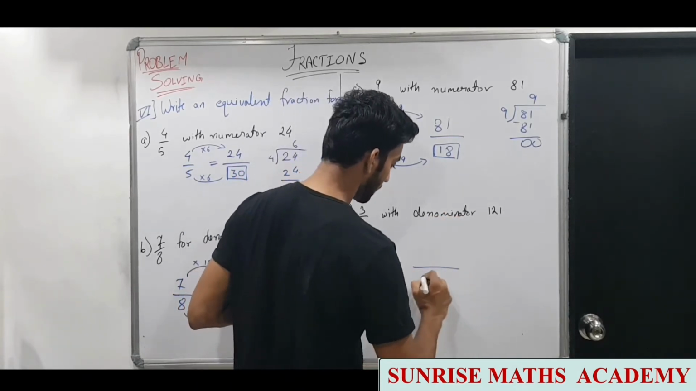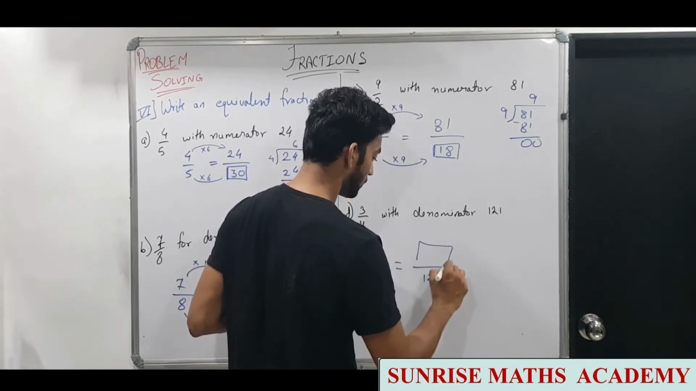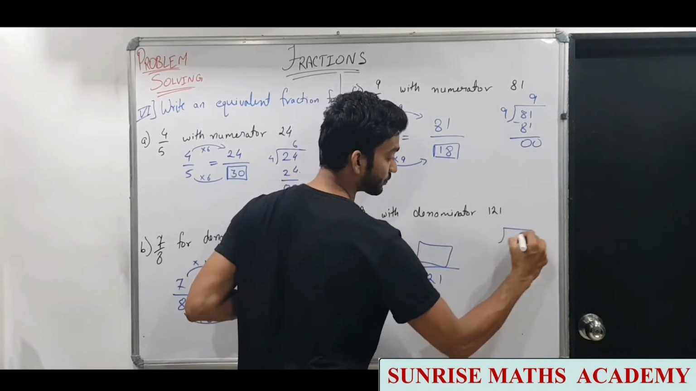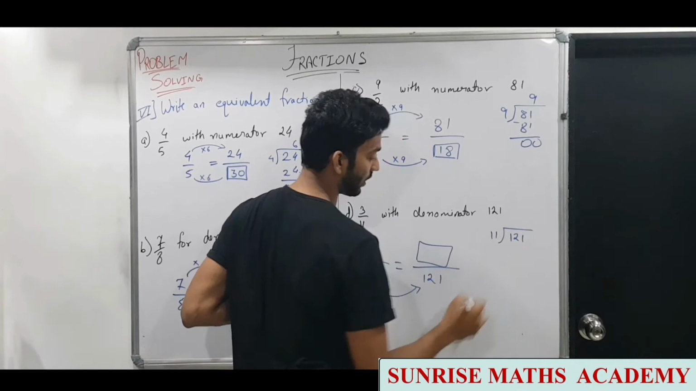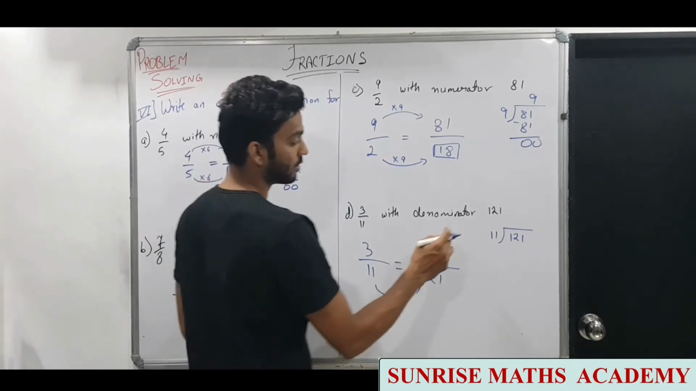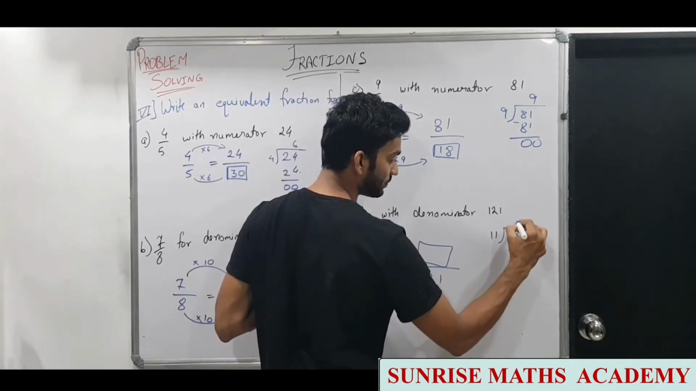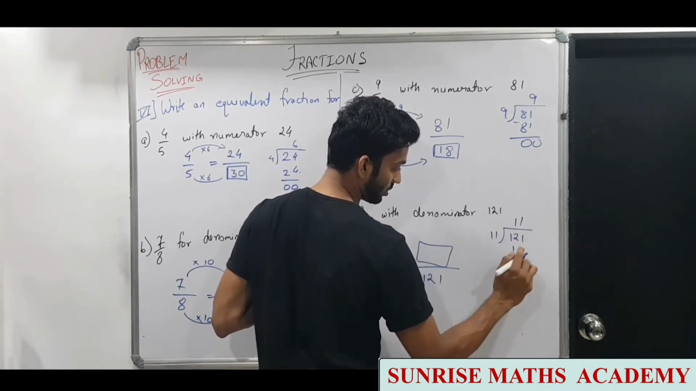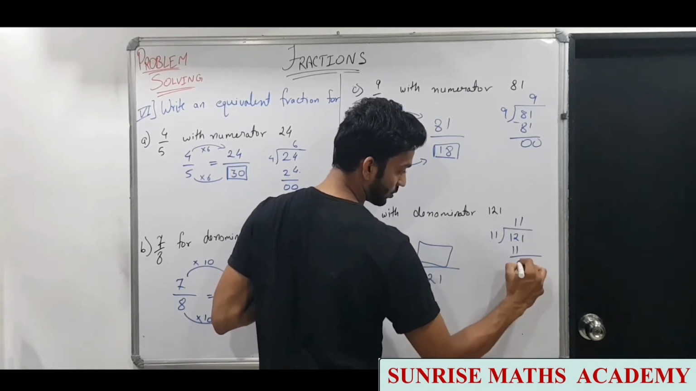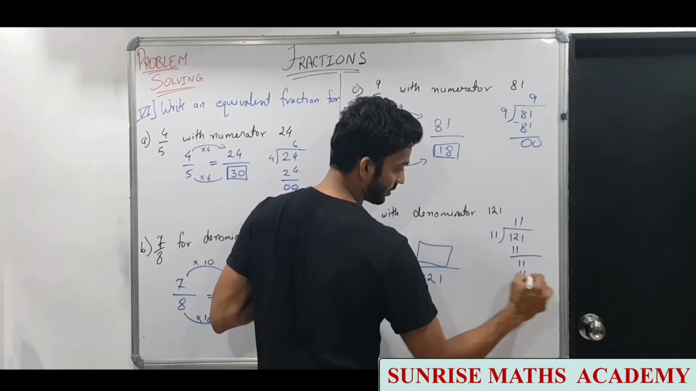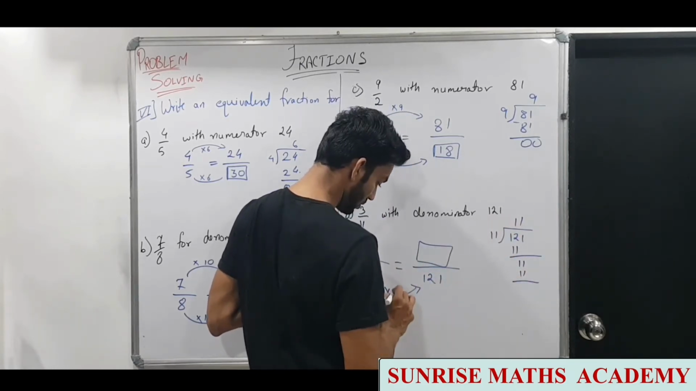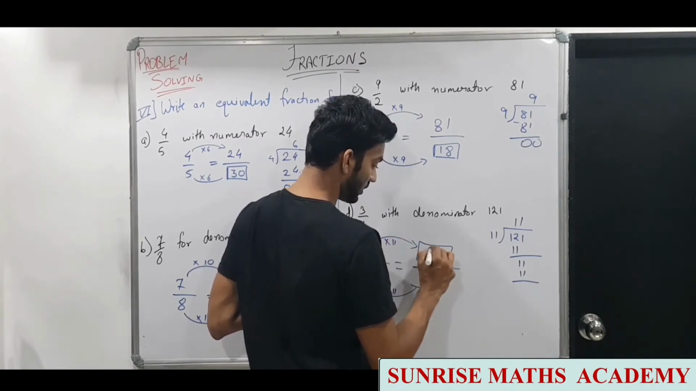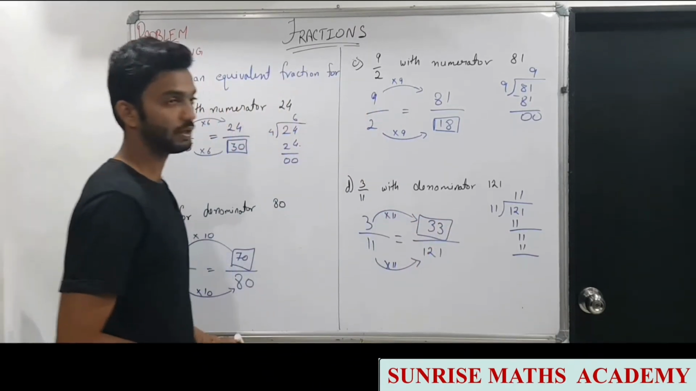Last fraction we have here 3 upon 11. Denominator is given 121. What will be the numerator? So to reach here from 11 to 121, we have to see what we have to multiply. So 121 divided by 11, it is 11. If you want, you can divide like this. So we get 11. So here also we multiply by 11. So 3 into 11 is 33.